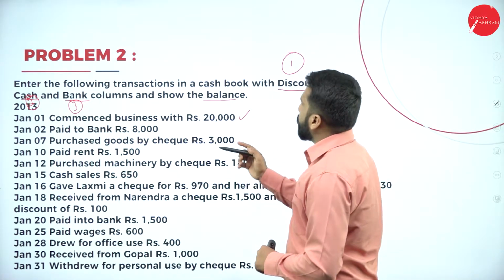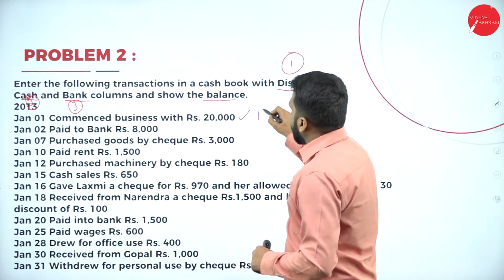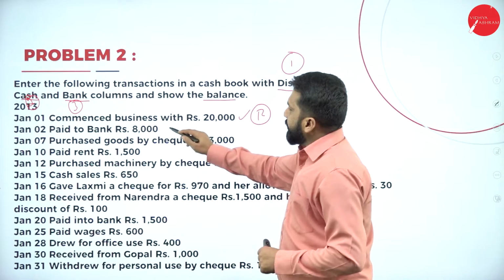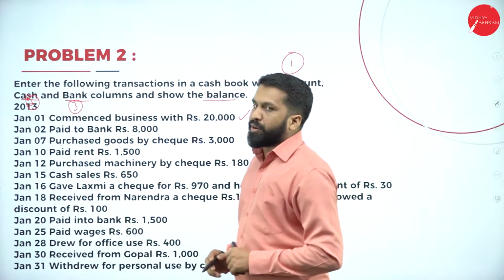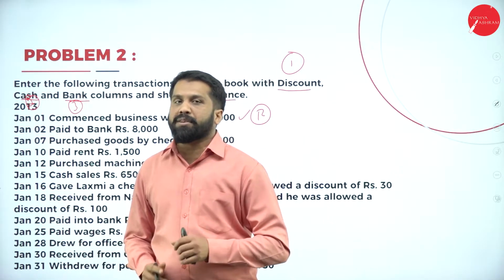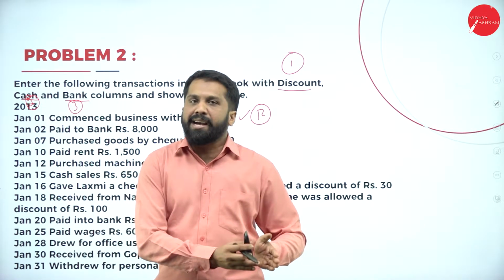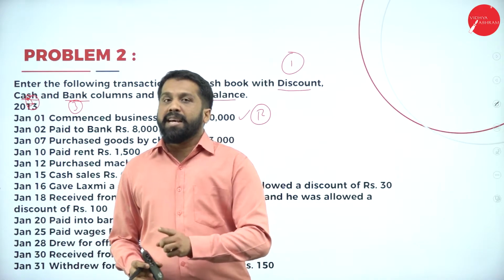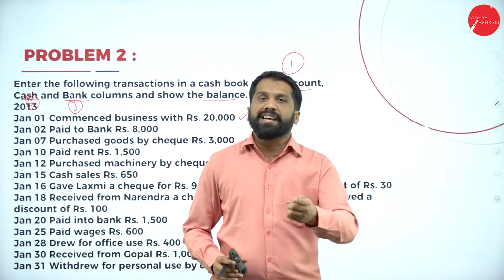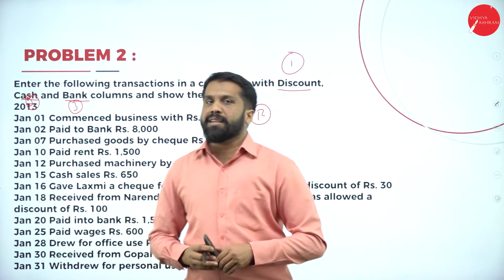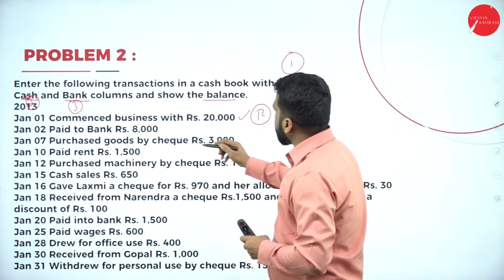Now, commenced business with rupees 20,000. We call this your receipt. Paid to bank: what is this? Contra. Why? Because cash is yours, and the bank account is yours. From cash it is going to the bank. It will not reach an outsider. It will be within you only. So this we call contra.